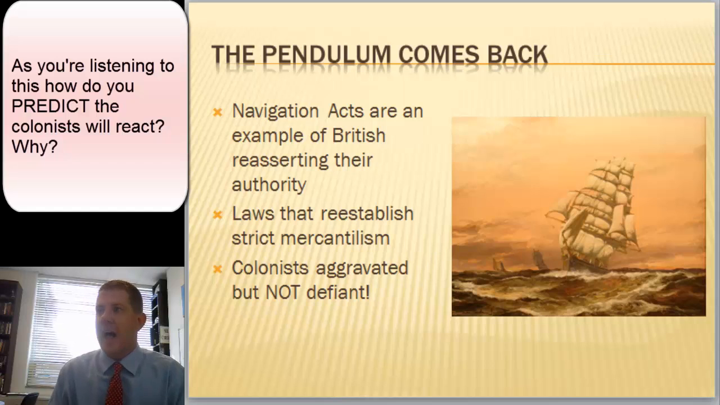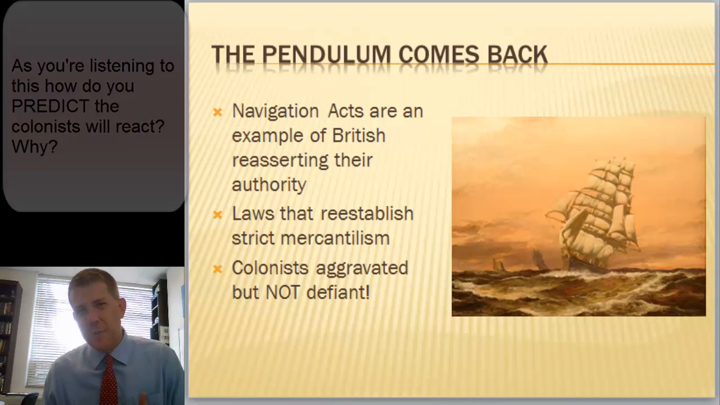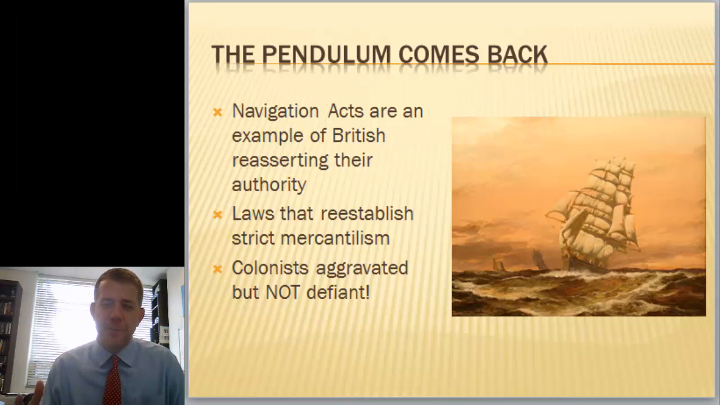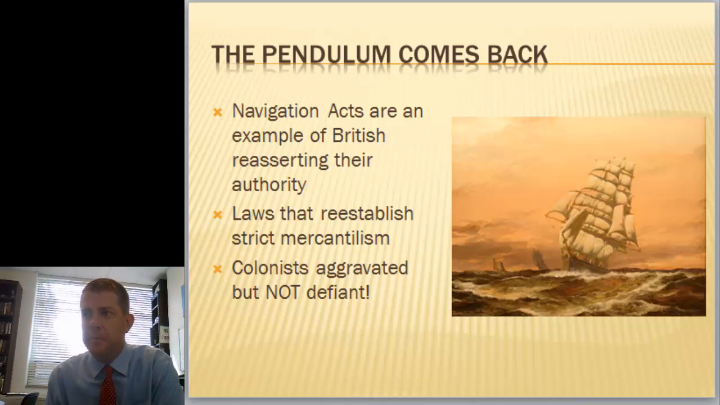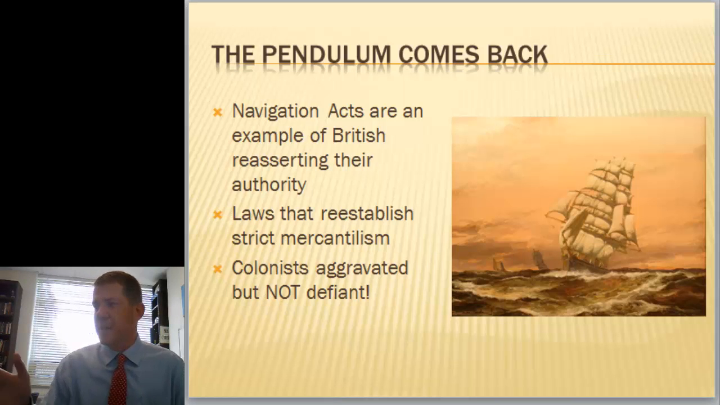And the colonists, they're a little aggravated, but at this point, and this is early, the late 1600s, early 1700s, they're aggravated, but they're not defiant. They understand that this is their role, and they're happy to get back in the process of making the money they were making before. And so they may have to deal with some laws that they don't necessarily like, but if it leads to making more money, they're all going to be happy with that, both England and the colonies. But these are just two examples of the pendulum swinging back and forth.